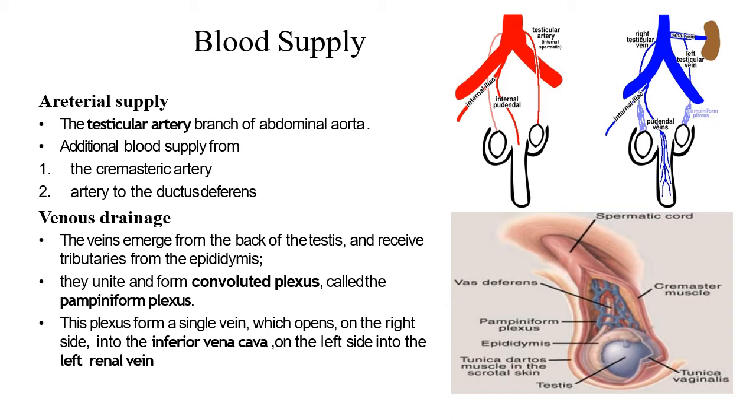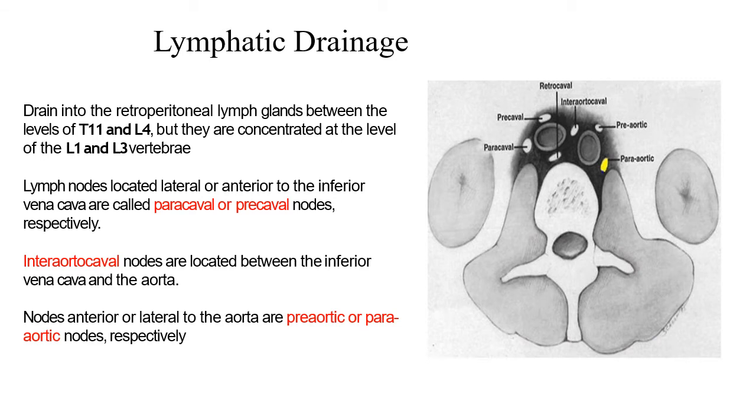Read this anatomy of the pampiniform plexus in detail, because you will have to understand the pathogenesis of varicose vein. Now the lymphatics of the testes drain into the retroperitoneal lymph nodes between the levels of T11 and L4, but they are concentrated more at the level of L1 and L3 vertebrae.